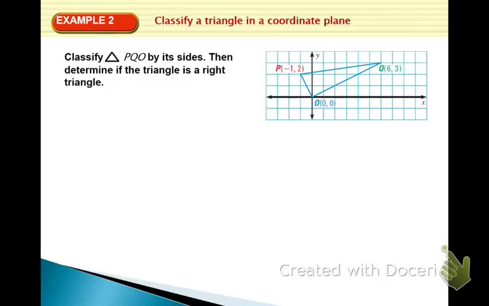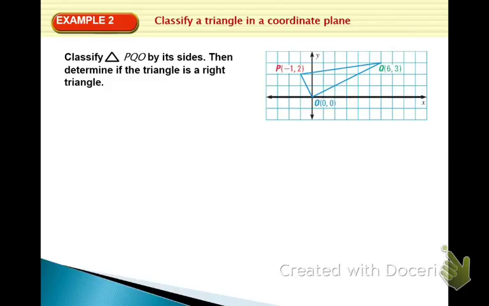Okay, now classify this triangle in the coordinate plane. It says classify it by its sides, then tell if it's a right triangle. Let's focus on the sides first. What can I use to determine what it is by its sides? What would I use? Right, we're going to use the distance formula.